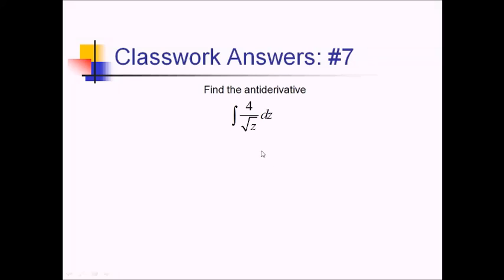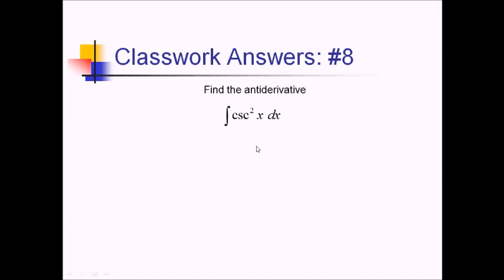For this problem, we're going to rewrite this with an exponent and then use the reverse power rule. So this is really just 4 times z to the negative 1/2. That bumps up to a positive 1/2, and we're multiplying by the reciprocal of 1/2, which is 2. So then we get 8z to the positive 1/2 plus c.